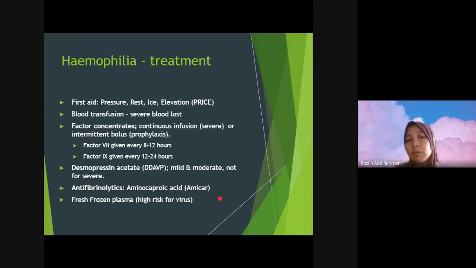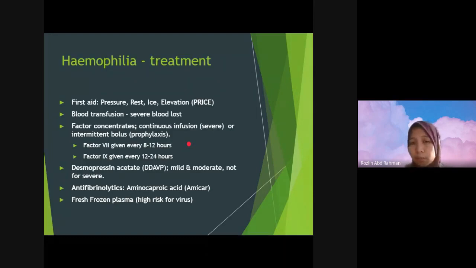Okay, so kita boleh replace the factors routinely untuk control the spontaneous bleeding. Contohnya macam apa? Kita boleh bagi prophylaxis, prophylaxis factor concentrate. Let's say if we know that the patient is going to go for a dental surgery ke any surgery, any procedure, then we can give prophylaxis before or prior to the procedure. Okay.